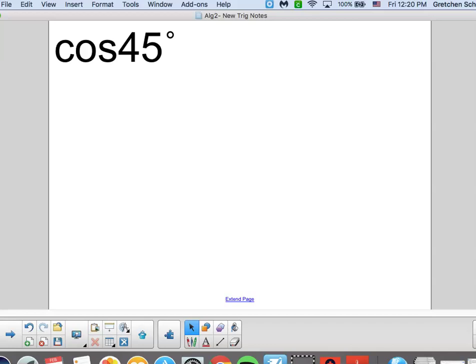So on these ones, you see how that just says cosine? We're not going to find all three today. You can save time and just find the one we're being asked about, which is kind of nice.